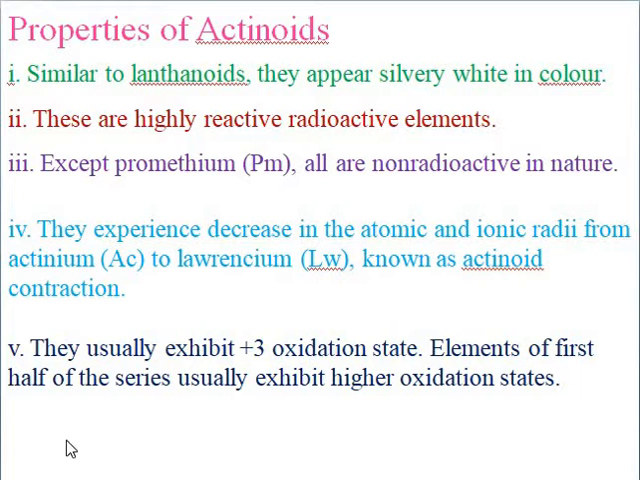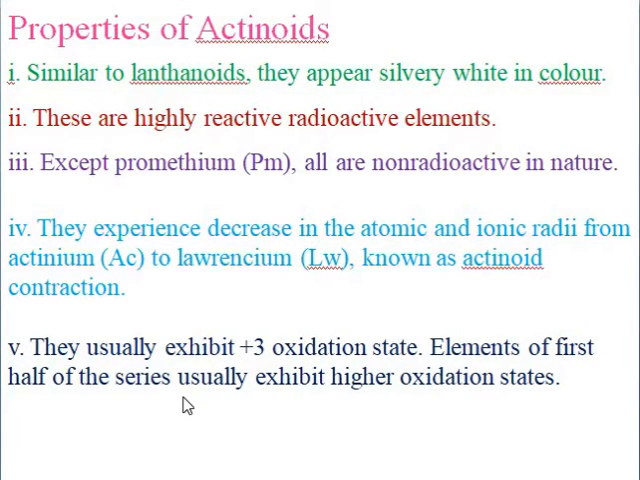The elements of the first half of this series usually exhibit the higher oxidation states. From thorium to americium, they show +3 to +7 oxidation states in their compounds. Usually neptunium and plutonium show +7 oxidation states, and this is the higher oxidation state of the actinoid series. And these are the properties of actinoid series.